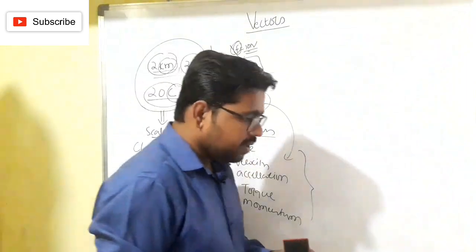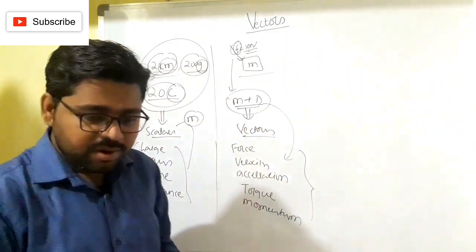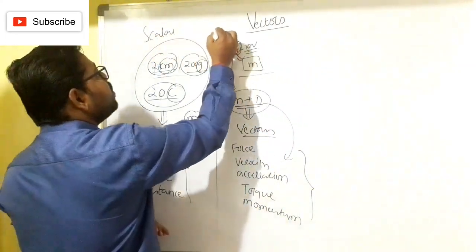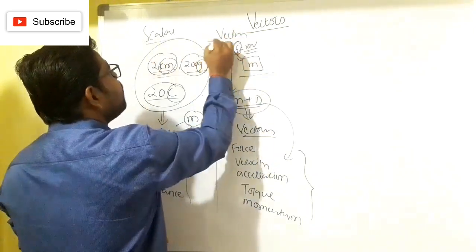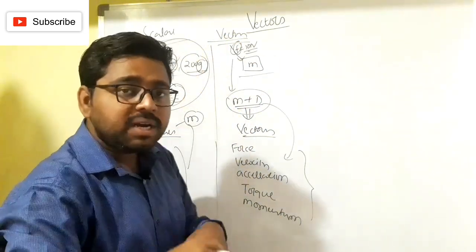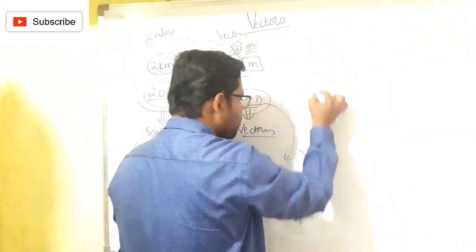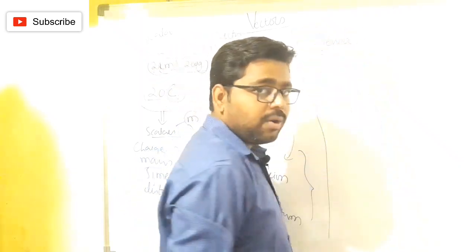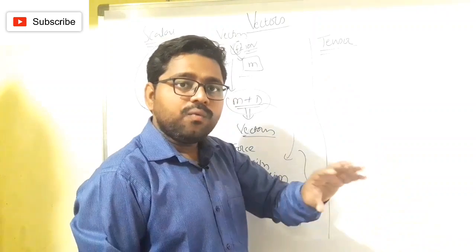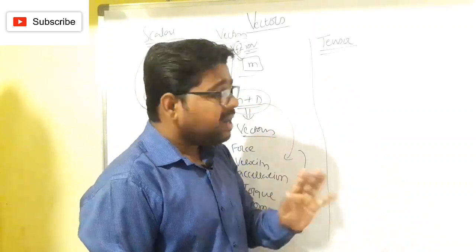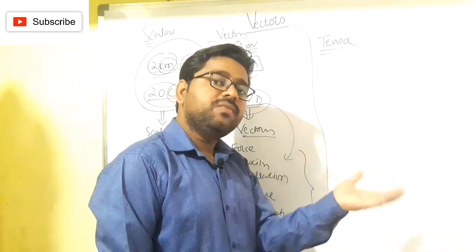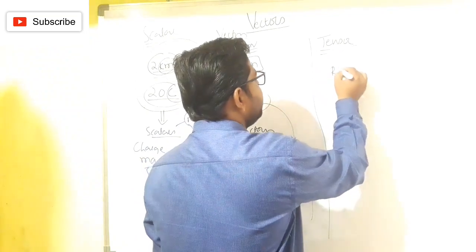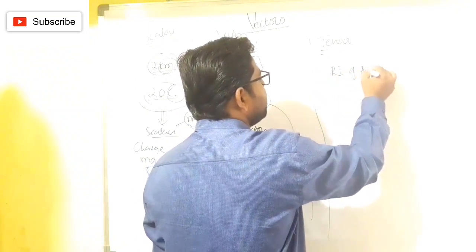Now there is one more physical quantity which is neither scalar nor vector, which seems to have direction but does not have direction. Such physical quantities we consider under one more branch called tensor. A tensor does not have direction, but its value at different locations or in different directions will be different. For example, consider the refractive index of some anisotropic materials.